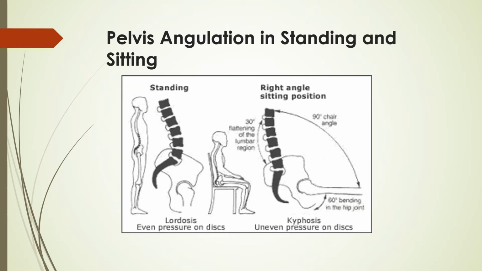This figure compares the angulation of the pelvis between a standing position and a sitting position. As you can see, the pelvis is rotated posteriorly, and this pelvic rotation flattens the lumbar lordosis. As a result, there is uneven pressure on the intervertebral discs in the lumbar region.